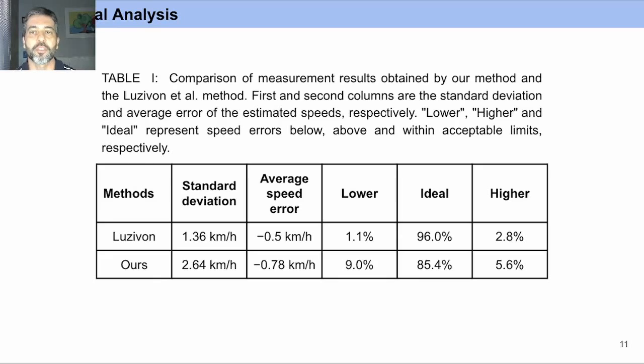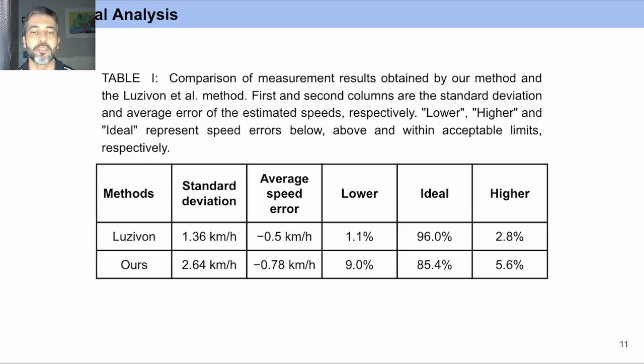We used Luvizon's data to validate our estimator. Luvizon et al. estimated the speed of the vehicles by tracking their license plates using a KLT tracker. To find the speed in km per hour from pixel image, Luvizon and colleagues use a perspective rectification from a measurement performed on the road. The authors reached an average error of minus 0.5 km per hour and a standard deviation of 1.36 km per hour. The maximal nominal error value found for speed across the raw dataset was between minus 4.68 km per hour and 6 km per hour.